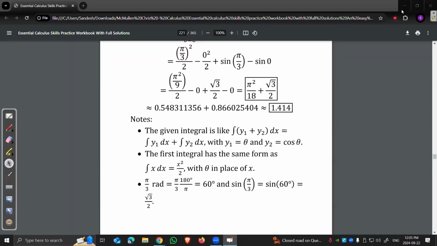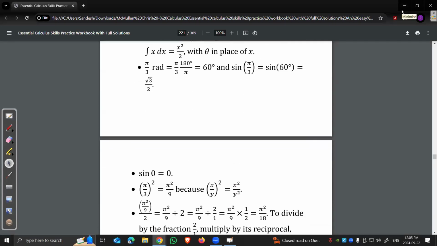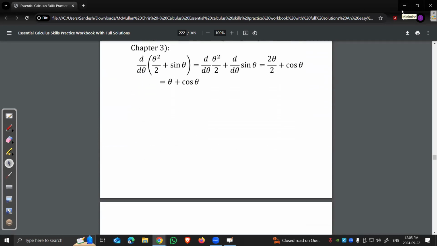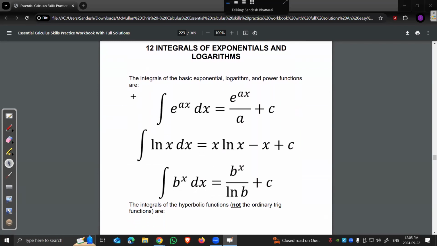So that's for polynomials, where the power is always going to go up by 1. It also works for radicals as well. Anything that you can write in that form. Let's look at a different type of function.